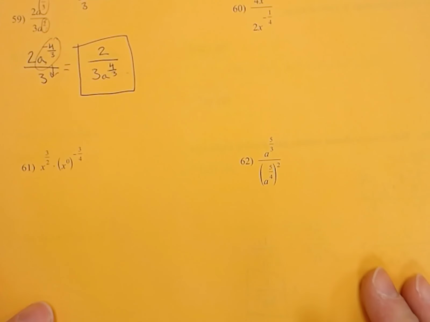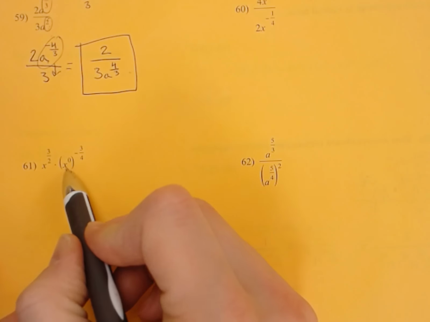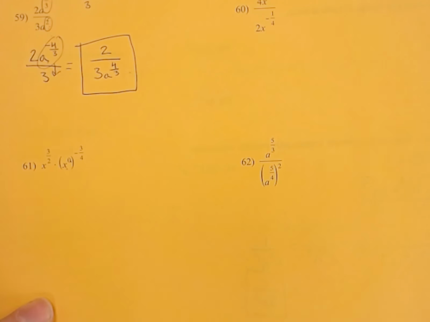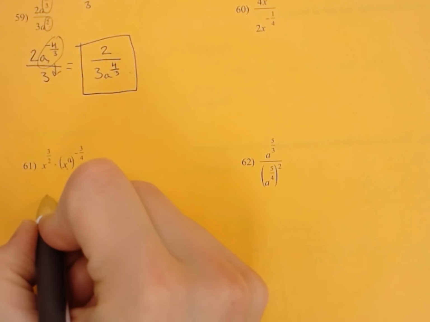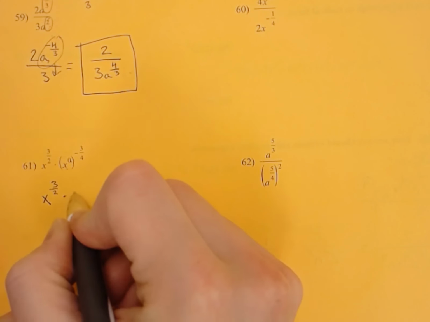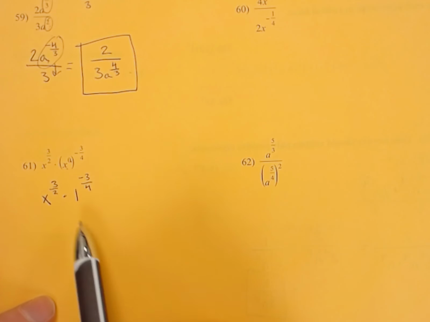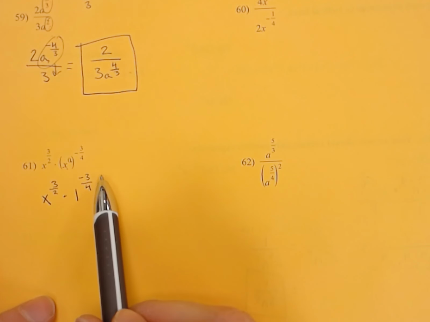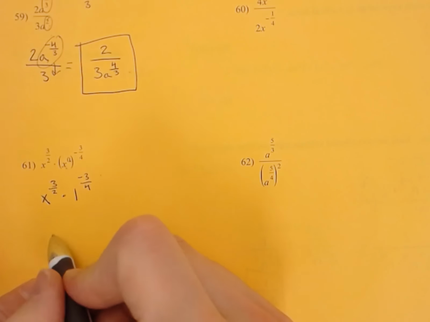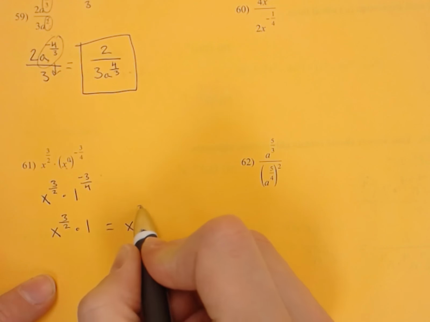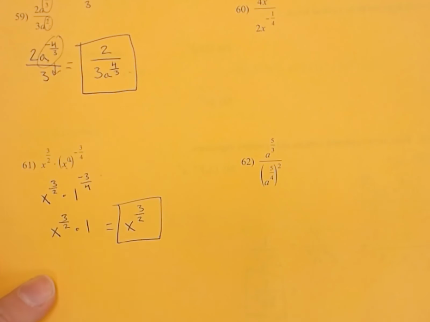Okay, the last one I want to go over together is 61. x to the 0. Anyone remember what anything to the 0 power is? It is 1, times 1 to the -3/4. Well, 1 to any power, any idea what it's going to be? It's just going to be 1. So this is like x to the 3/2 times 1. It's just x to the 3/2.